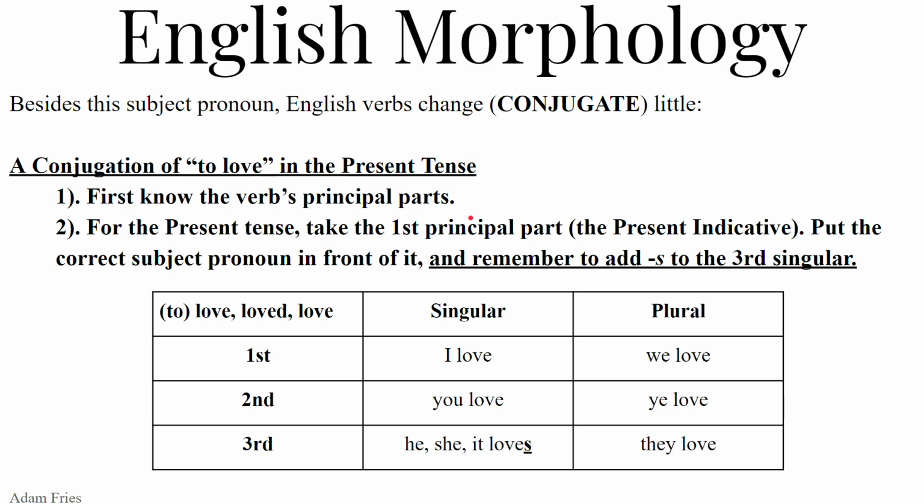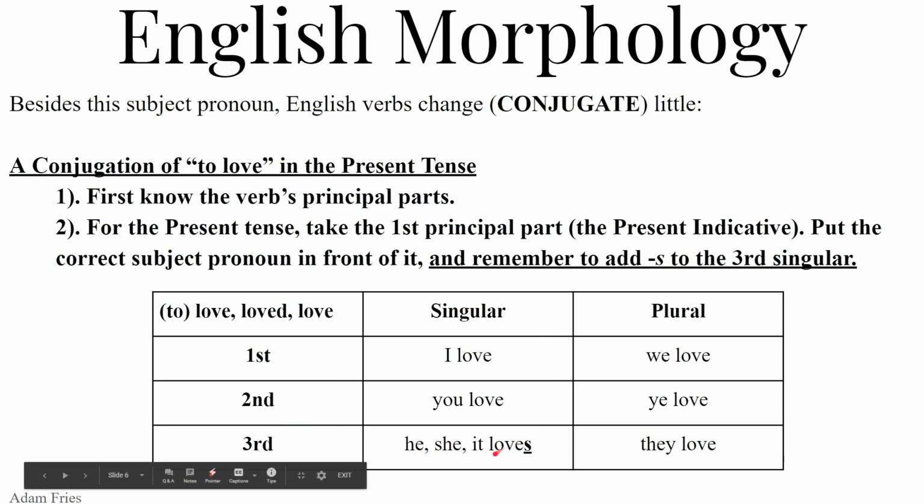So basically, we just plug and chug it into the chart, keeping the same form. The only thing that English does differently is English in the third person singular adds an S. So it's not just love, but loves. Otherwise, we use love, love, then loves. Love, love, and love. So we use love, the unaltered present indicative first principal part form throughout.